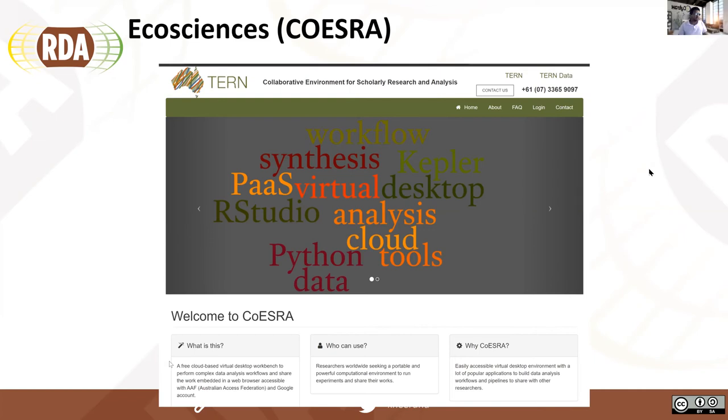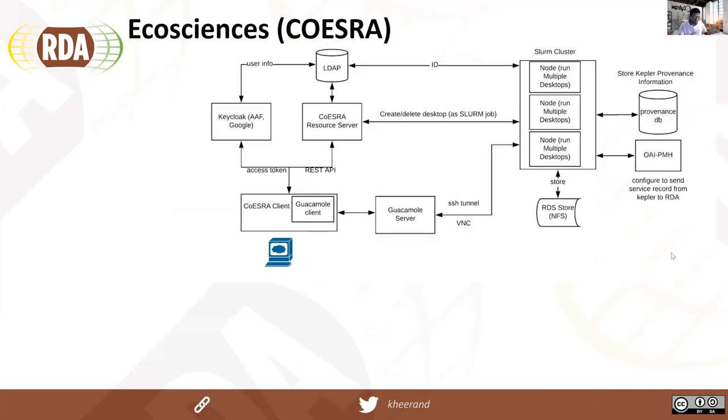The other one closely related to this is a platform called Coesra. This is from the Ecosciences group area, and that is really a virtual desktop on the cloud. So they provide a virtual desktop with a whole lot of tools and access to the data, which is pretty typical of many of the VREs, I think. And that's their architecture, a fairly simple one, I think. And that's also borrowing. There's another virtual lab, which I haven't got the details of, called CVL, the Characterization Virtual Lab. It's borrowing a lot of the technologies and stacks from that as well.